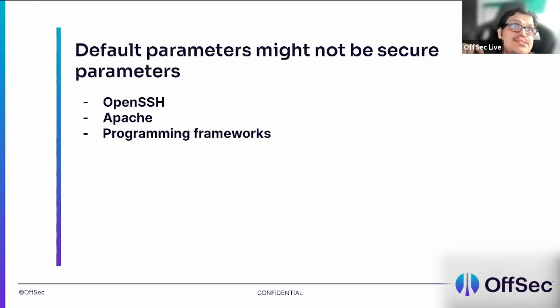In fact, sometimes those error messages can leak internal paths on the server, host names. So you don't want that to leak. So make sure you familiarize yourself with the default parameters of your programming framework before you send an application to production.